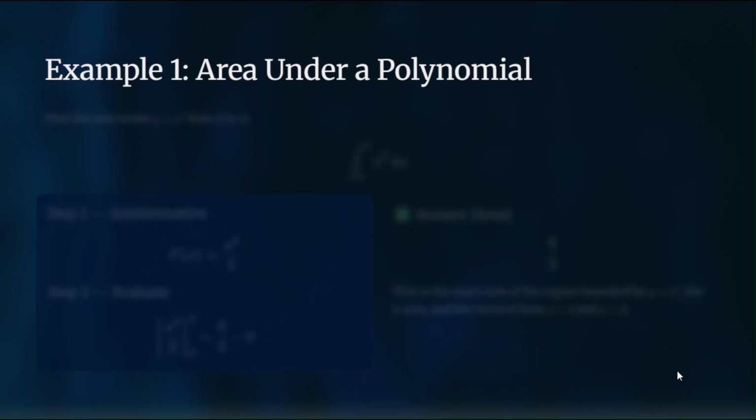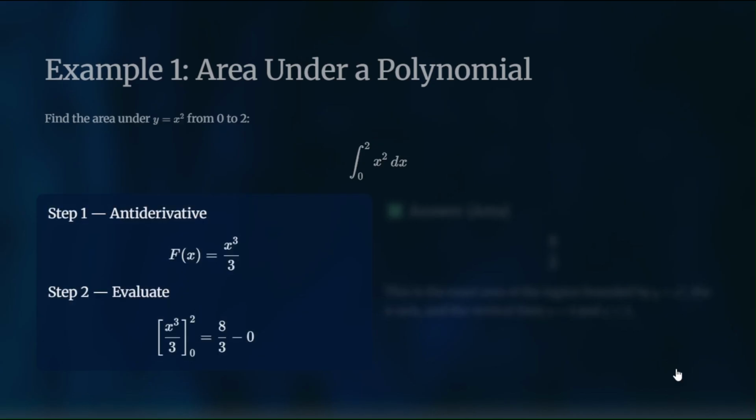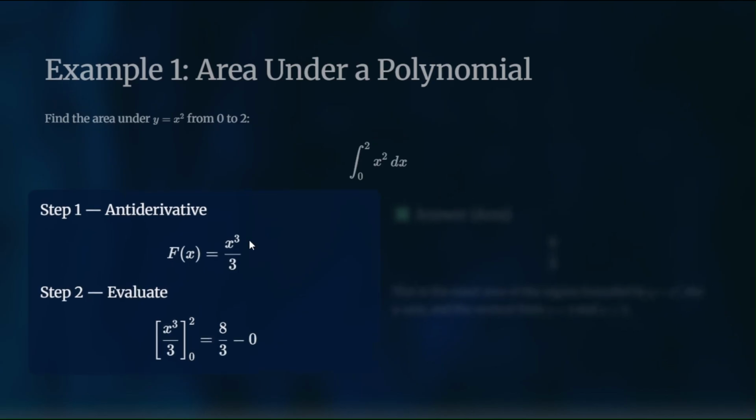For example, if we want to find the area under y equals x squared from 0 to 2, that is the equivalent of the definite integral from 0 to 2 of x squared dx. So first we need to find the antiderivative. The antiderivative of x squared with respect to x will be x cubed over 3 using the power rule. And then we can evaluate.